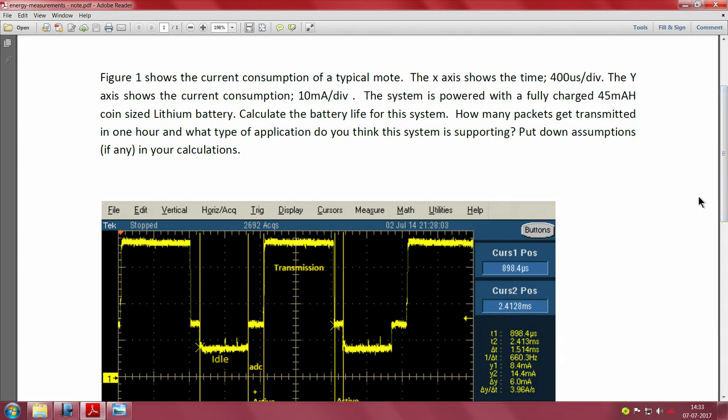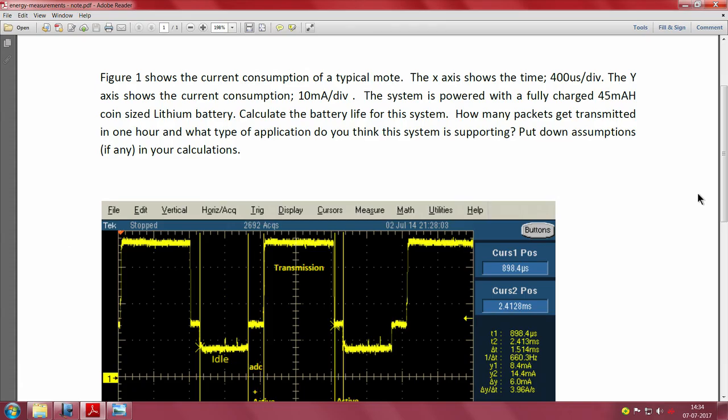You are now expected to calculate the battery life for this system. Not only that, assuming that this is using, let us say, IEEE 15.4 technology for transmission, you may even want to ask the question, how many packets get transmitted in 1 hour, and what type of application do you think this system is supporting? If you have any assumptions, you can put down those assumptions in all your calculations.